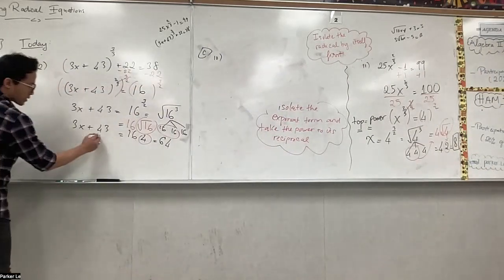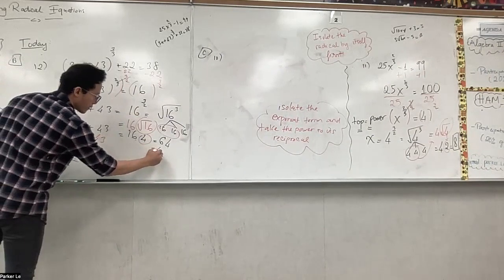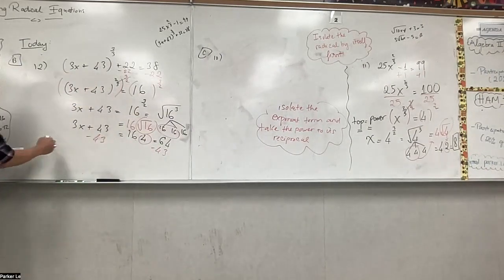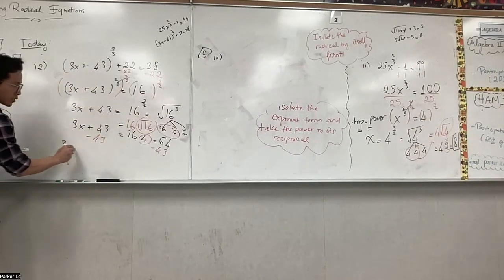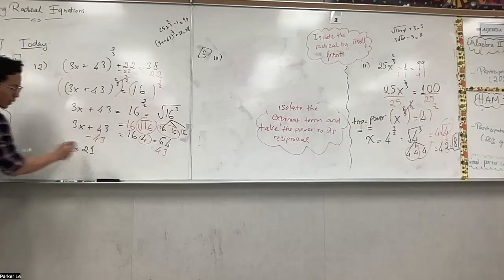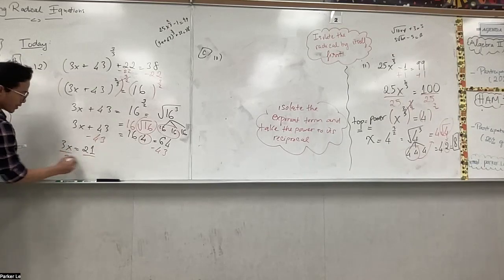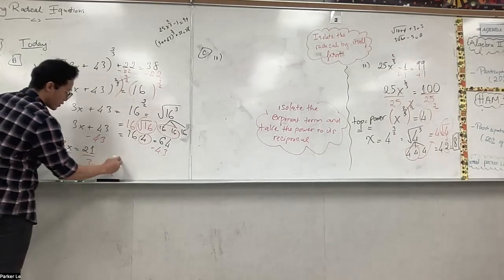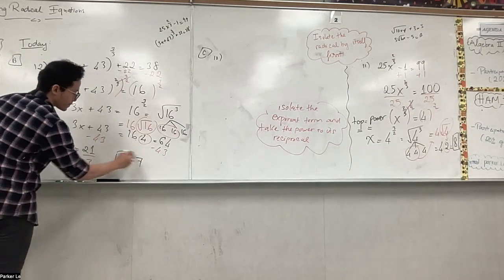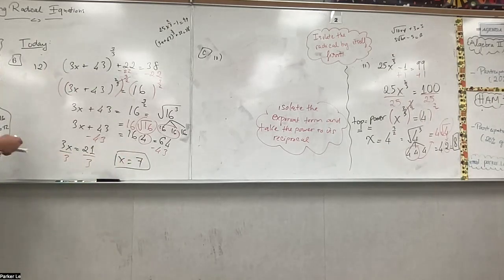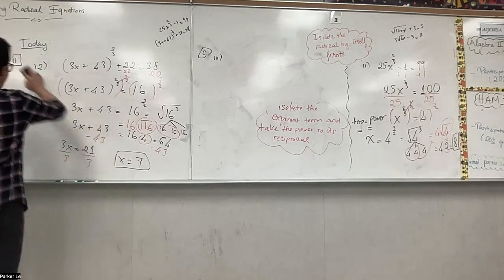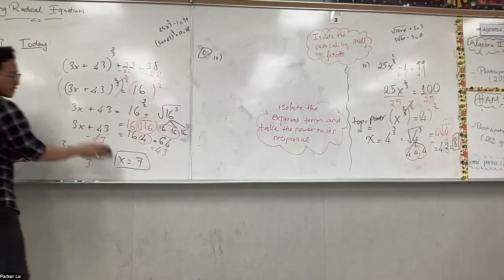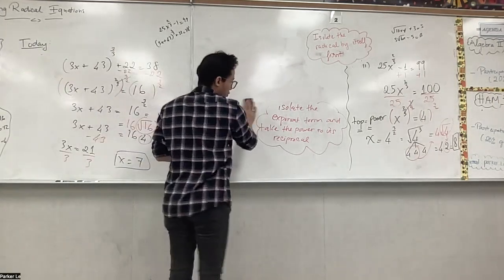Okay, so you're going to get rid of 43 by minus 43. So 3x equals what? 21. What next? Divided by 3. So x equals 7. So that is the last part for part C. So we go to part D, and part D is the last one.